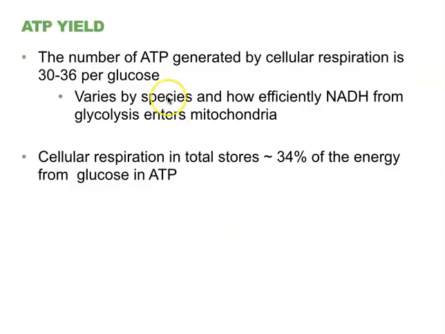So this is how they get to that 30 to 36 I was telling you about before. And notice I haven't lied to you. It varies by species and how efficiently the NADH, nicotinamide adenine dinucleotide, from glycolysis enters the mitochondria. Okay? And cellular respiration in total stores about 34% of the energy from glucose in ATP. So that means 66% of the energy is being moved someplace else.